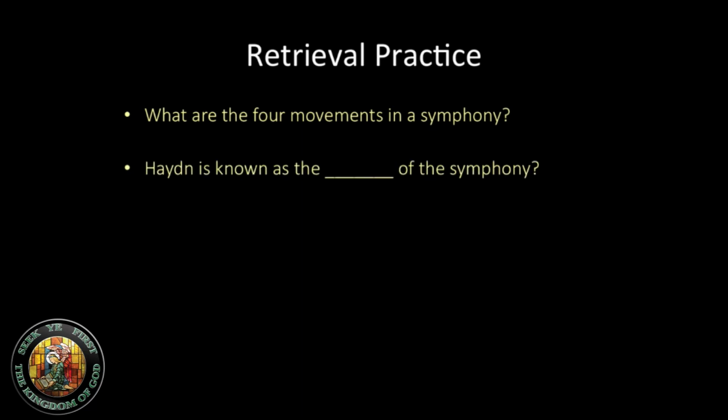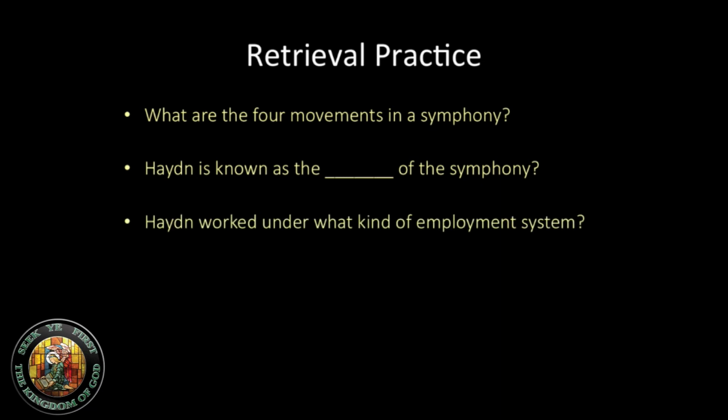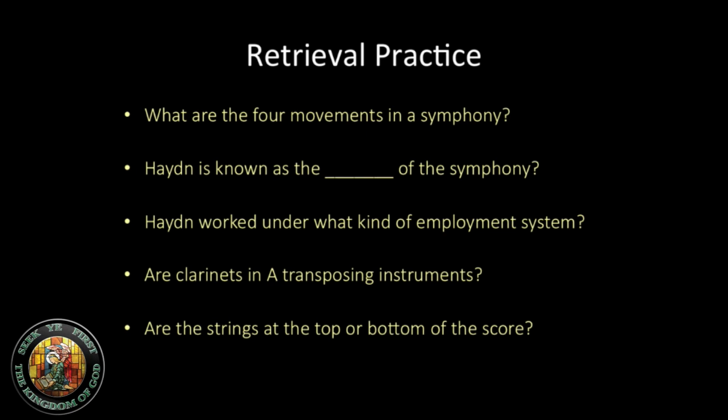Answer the following 5 questions on your paper. Question 1. What are the 4 movements in a symphony? Question 2. Haydn is known as the what of the symphony? Question 3. Haydn worked under what kind of employment system? Question 4. Are clarinets in A transposing instruments? And question 5. Are the strings at the top or bottom of the score? Answer those 5 questions now.